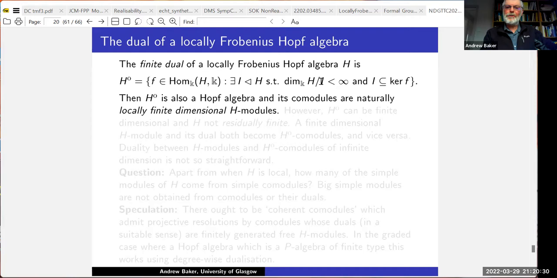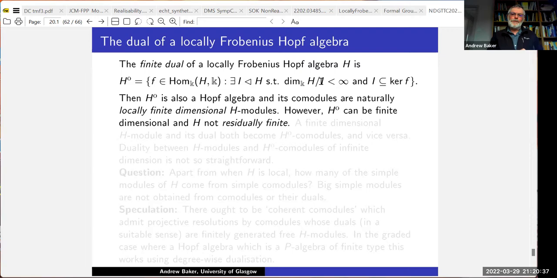However, the problem from the point of view of these locally Frobenius things is when you dualize, even if your H is huge, you can still get something very small for the restricted dual. You can even just get the ground field. So in particular, this is to do with the fact that H doesn't have to be residually finite, which is a condition that a lot of people think about.